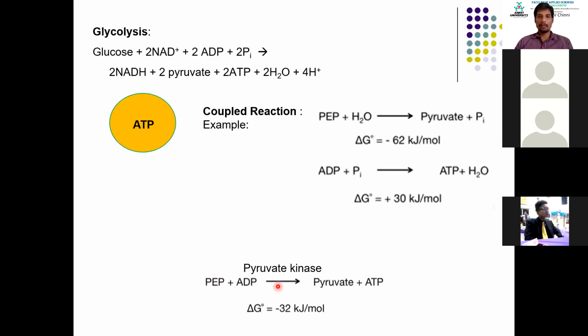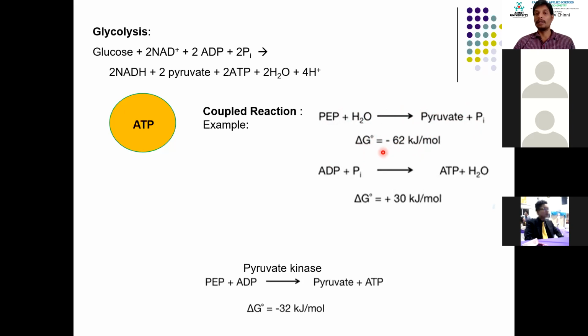In this, some of the things we have understood: there are coupled reactions. For example, phosphoenol pyruvate is converted into pyruvate. A water molecule is added and inorganic phosphate is released during this reaction. The free energy change for that is 62 kilojoules per mole. So energy will be released during this reaction. Phosphoenol pyruvate has more free energy, pyruvate has less free energy, so whatever excess energy the PEP has will be released.